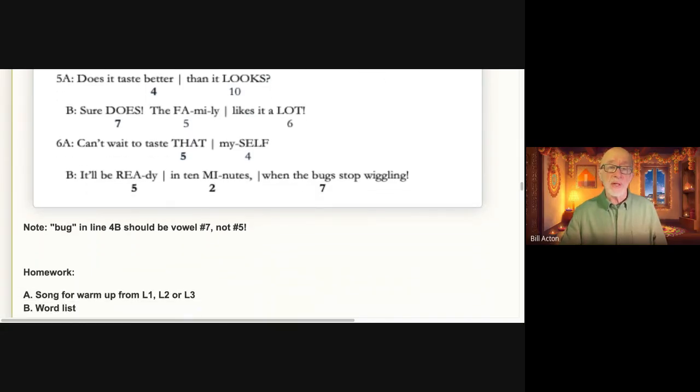There's that note about the bug in lines 4B should be vowel 7, not vowel 5. Sorry, I just noticed that.